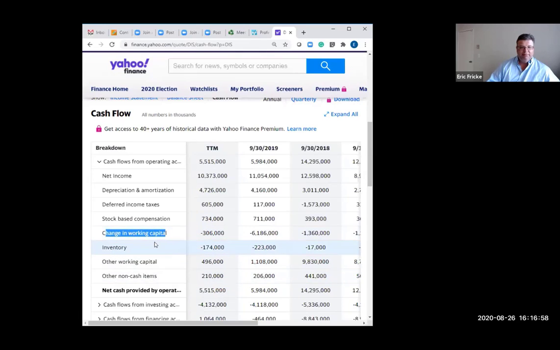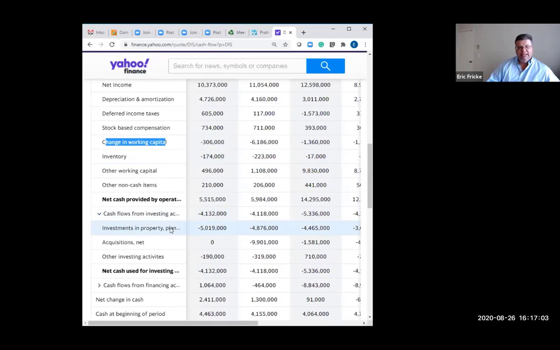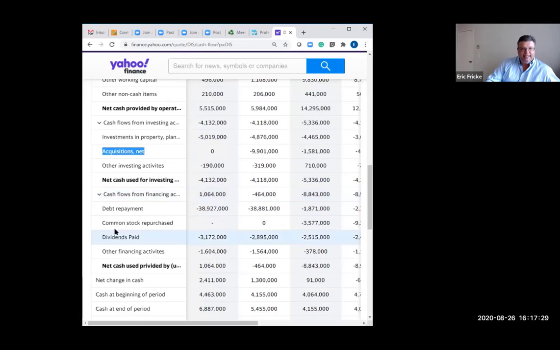So that's the working capital. And then under investing activities, they have property, plant, and equipment, other investing activities, and some acquisitions. So like when Disney bought the company that owns Star Wars, that would have gone under that acquisitions part right there. And then finally, financing activities. You see debt repayment, buying back stock, paying dividends, other types of financing activities.